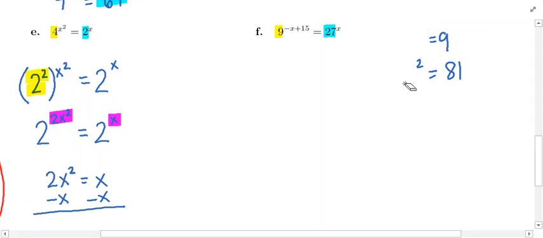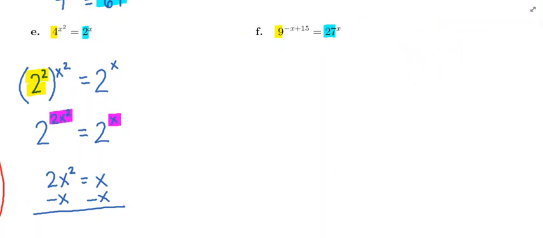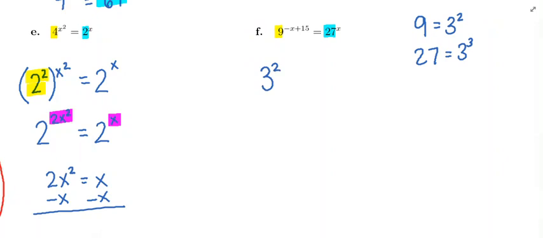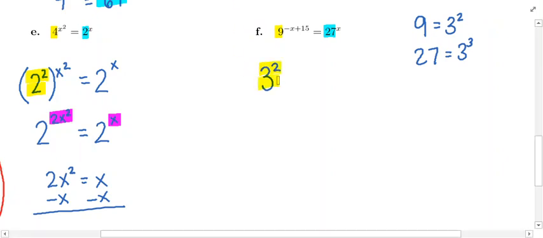So what's going to happen here is you're going to have to change both numbers. 9 and 27 can be written as a power of 3. 9 is 3 squared and 27 is 3 cubed. 3 times 3 is 9. 3 times 3 times 3 is 27. So on the left side, 9 is the same thing as 3 squared. So the yellow stuff is equivalent.